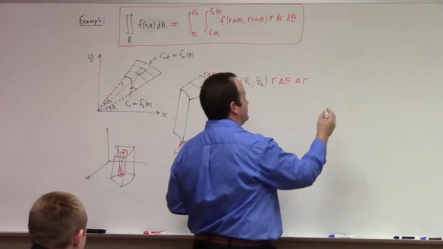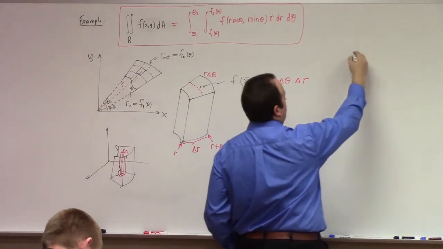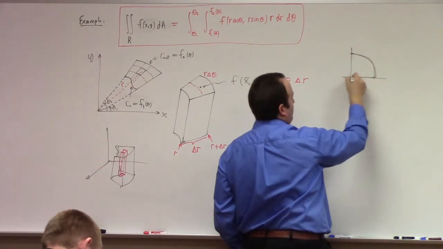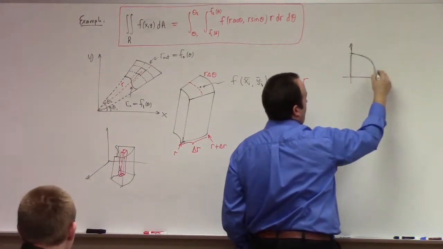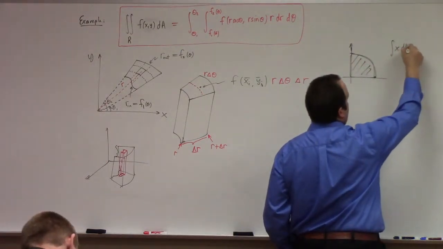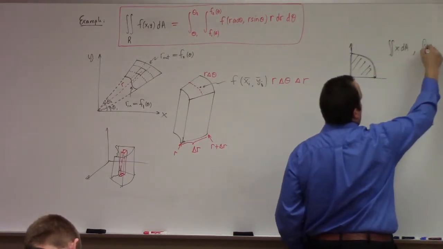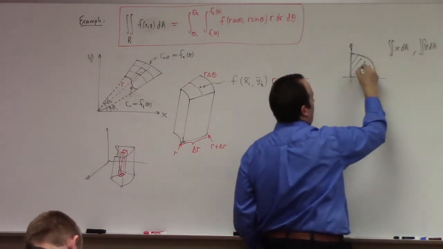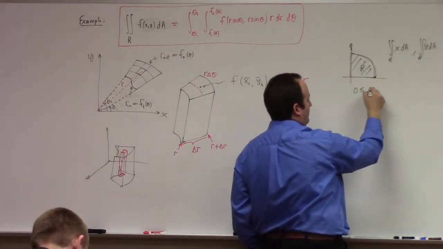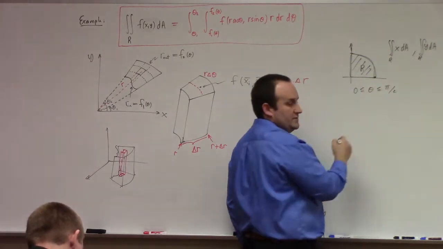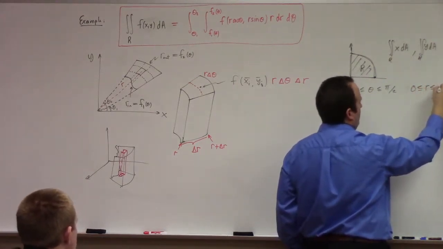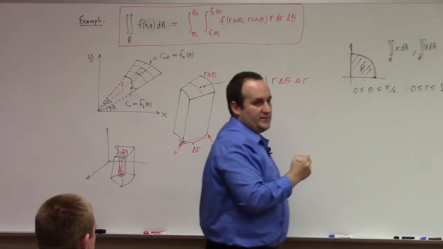Here's one. Remember we calculated the centroid of the quarter circle the other day, right? So we had to integrate x dA, and we had to integrate y dA over this region. How to describe this region in polar coordinates? 0 less than theta less than pi over 2. R in is 0, R out is 1 if it's a unit circle, right?